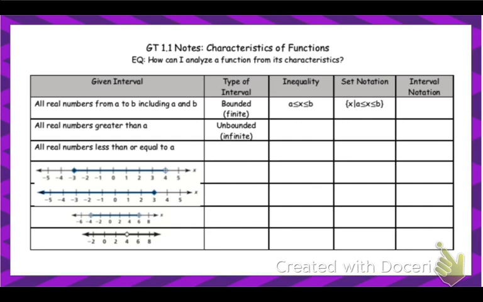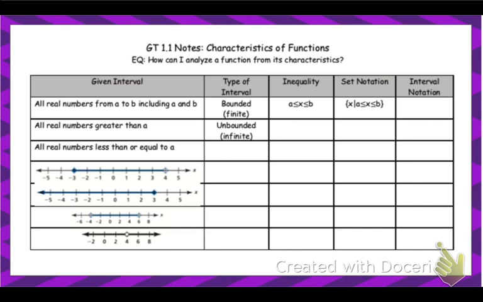So we'll start with just some words, okay? It says all real numbers from A to B, including A to B. The first thing we're going to do is describe that interval. What we mean by describe is just say, is it either bounded or unbounded? Bounded intervals have a clear start and stop point. Unbounded intervals, at least on one side, are going to continue towards infinity, all right? So it doesn't have a stopping point on either one or both sides. So this is a bounded interval because it's going from A to B.